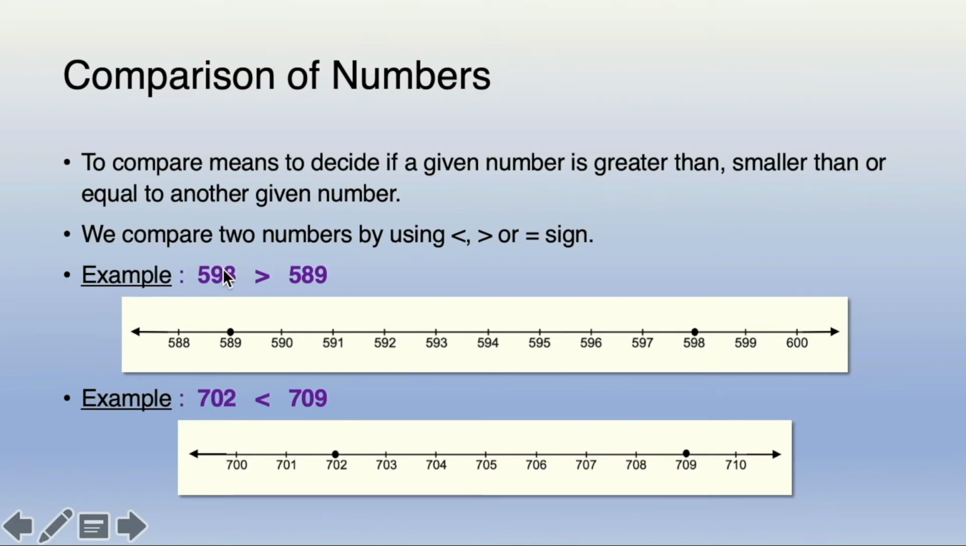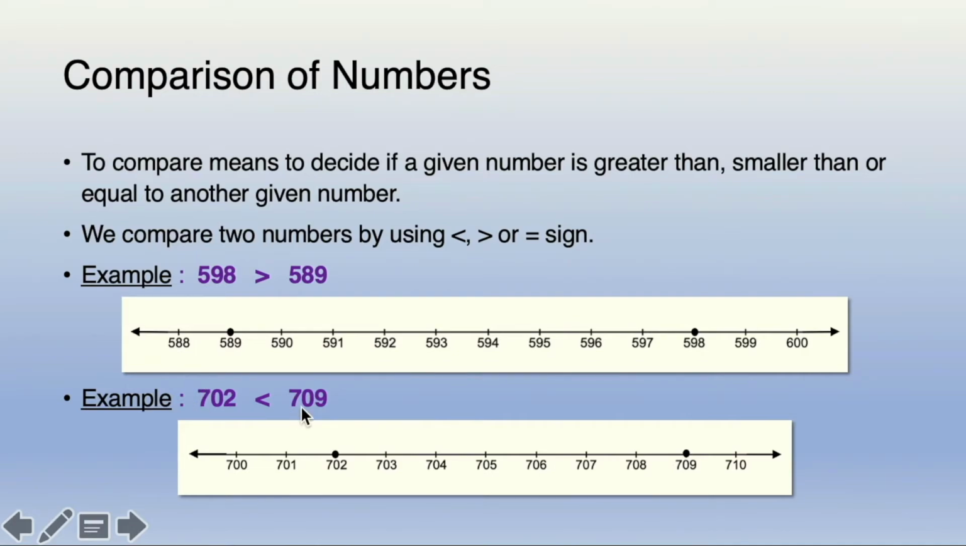other. What we have to do is start from the highest place and keep on comparing the digits till we reach the digit where the digits are different. So over here we start from the hundreds place and both the numbers have digit 5 at the hundreds place. Then we move to the tens place. So since 9 is greater than 8, that is why this number 598 is greater than the number 589. Similarly over here we start comparing digit by digit from the highest place.